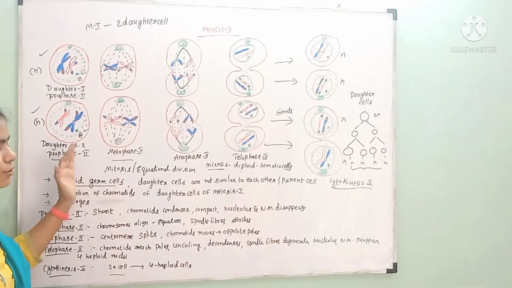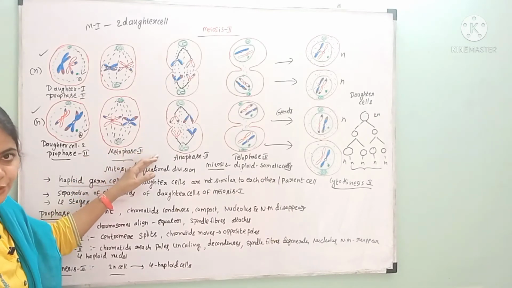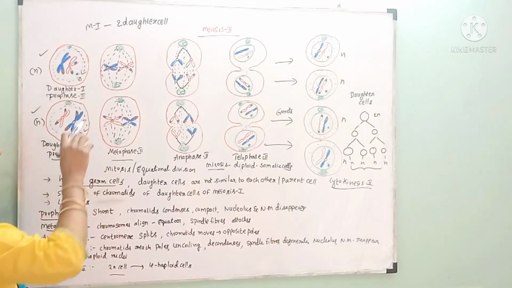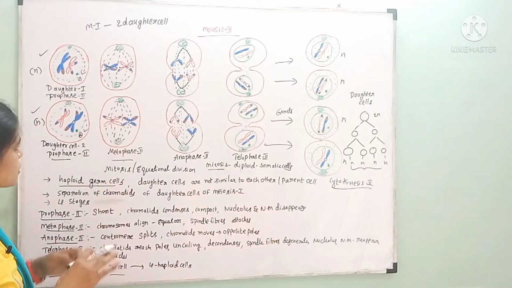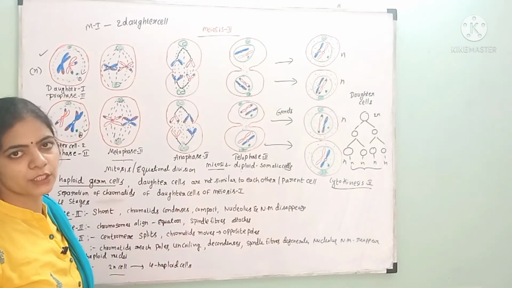After completing prophase 2, the cell enters into metaphase 2. In metaphase 2, what will happen? In prophase 2, the nuclear membrane degenerated, right? Now there is no boundary for the chromosomes. Now the chromosomes can move freely in the cytoplasm.